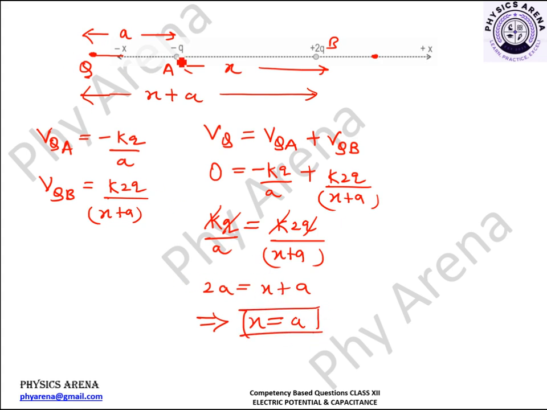So at a distance x from the minus q charge, away from the other charge along the line, the electric potential will be 0. So these are the two possible points. One is between the charges and the other one is on the line joining the two charges towards the minus q charge, at which the electric potential is 0. And this is the answer for this question.